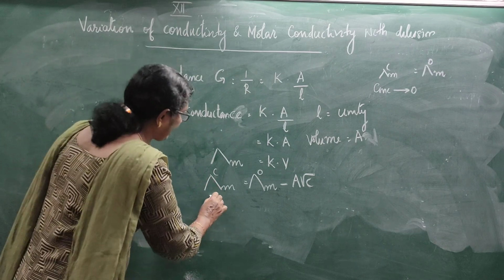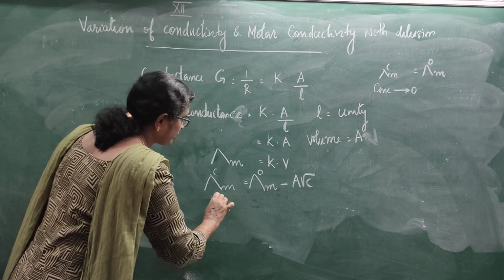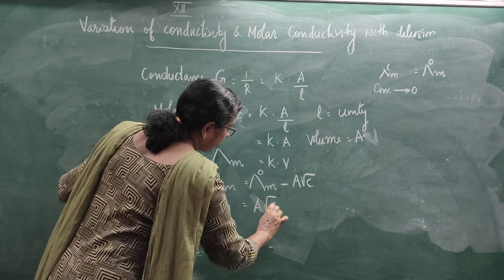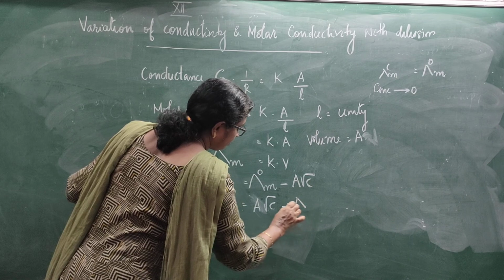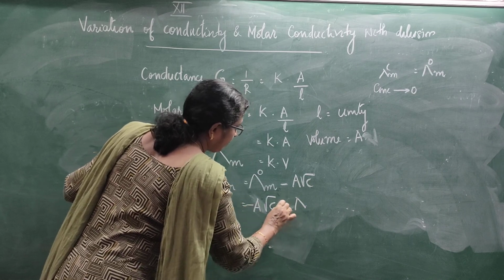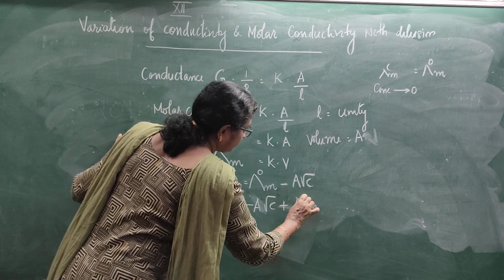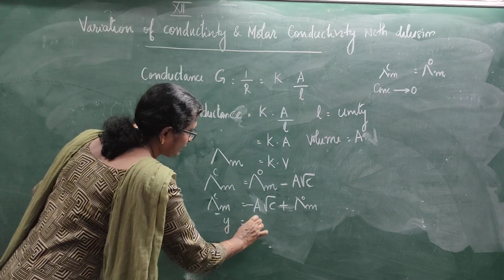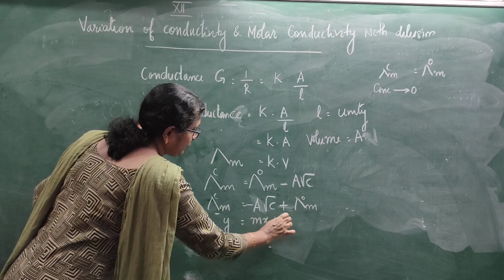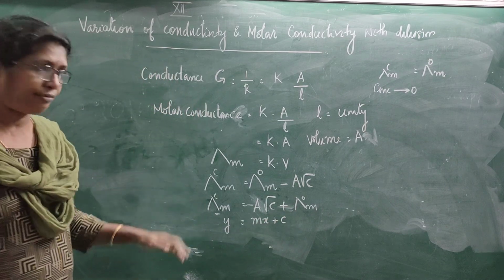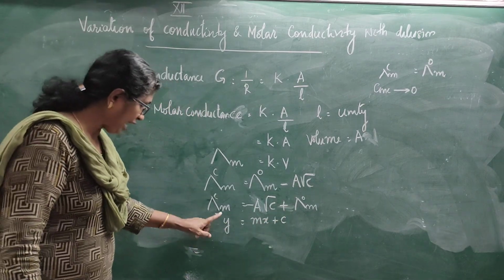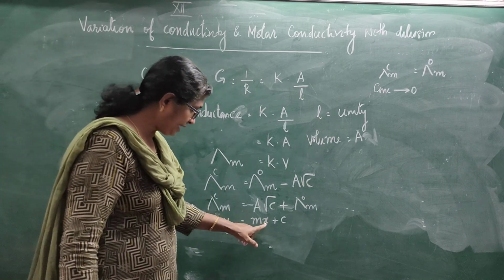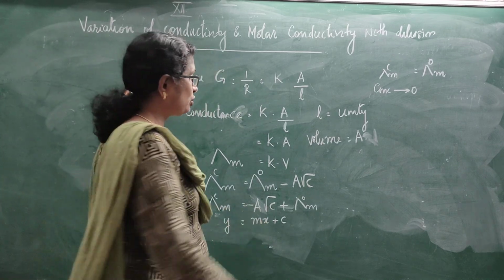Now we can rewrite this as lambda m at any concentration is equal to minus A root C plus lambda m naught. This is in the form y is equal to mx plus c, which is the equation for a straight line graph. In the place of y we have lambda m at any concentration. In the place of x we have root C.